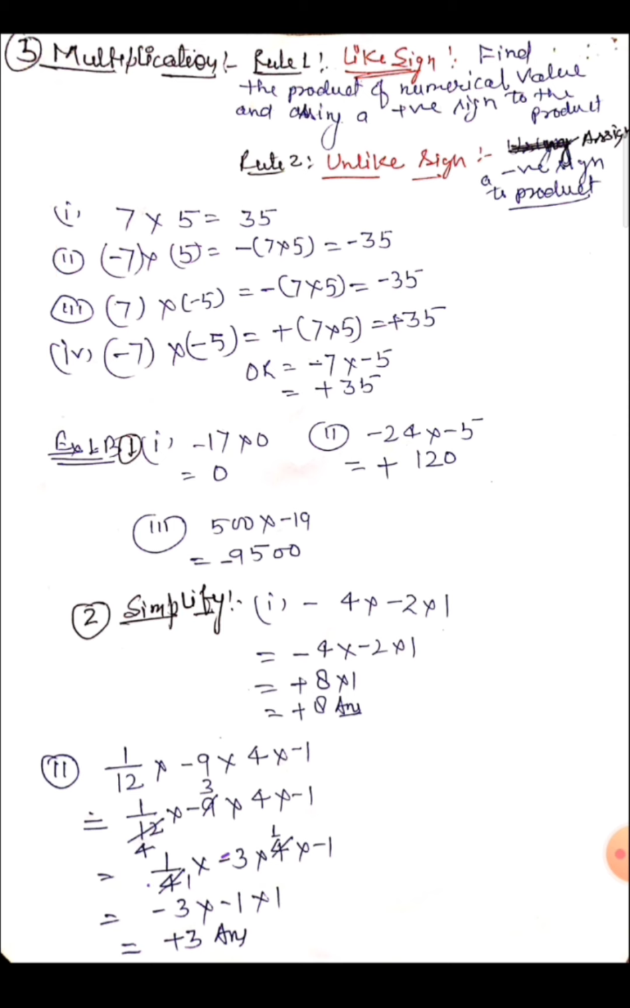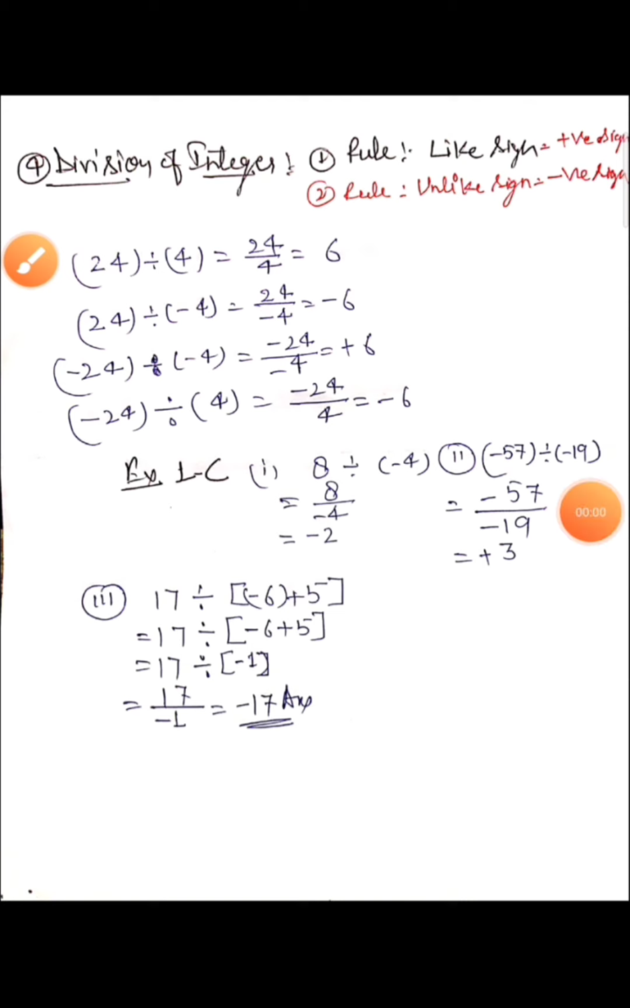Now we get, in the third line, 1 upon 4 multiplied by minus 3 multiplied by 4 multiplied by minus 1. In this line, 4 and 4 are cancelled. Then what is left here? Minus 3 multiplied by minus 1 multiplied by minus 1. Then multiply the signs, minus minus plus, and then 3 ones are 3 and 3 ones are 3, and in the last the answer will be plus 3.